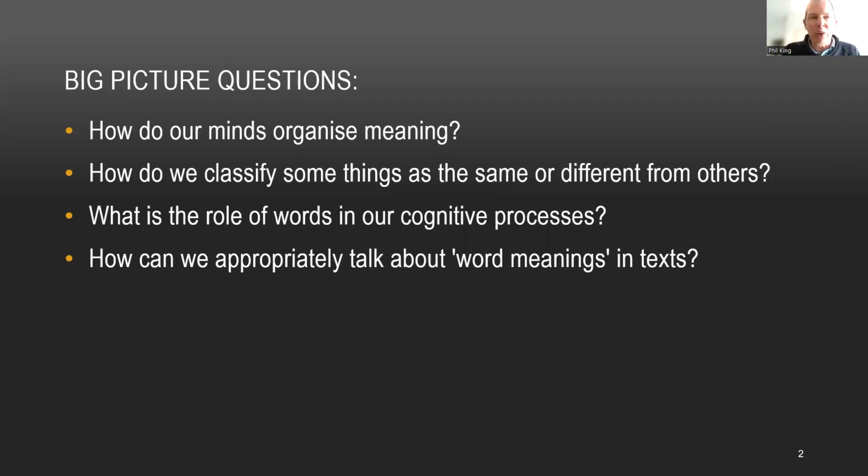So when we hear a word like bird, what are the things that are in that category? What are the concepts associated with it in our minds? And following on from that, how can we appropriately talk about word meanings in texts? Are meanings actually in texts, or are they in people's minds? And we've talked about this before in terms of the different worlds, the world of the text, the world of the mind, and the real world, and how do words connect between those different worlds.